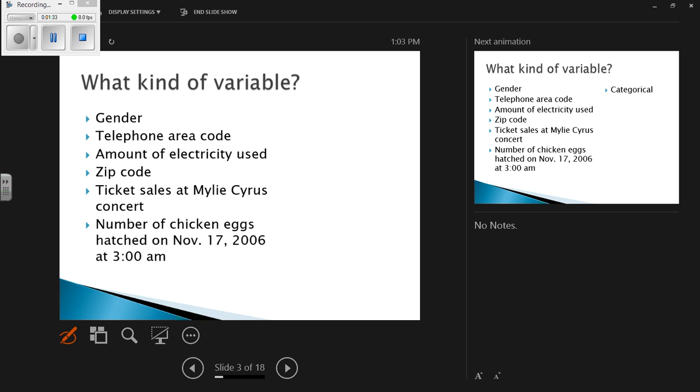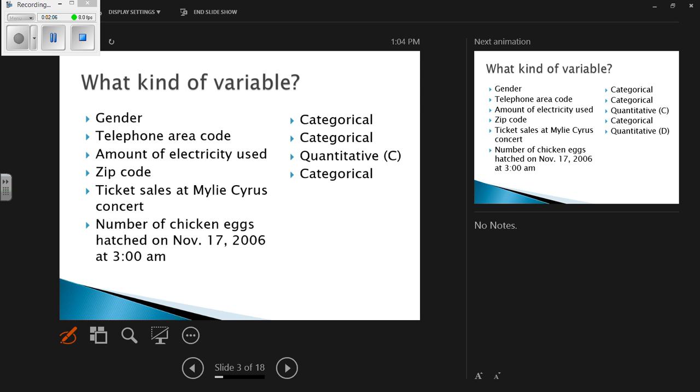A couple of examples. So what kind of variable do you look at with gender? Gender is an example of a category, right? You're into one or two. Telephone area code. Although there are numbers involved, your area code actually places you into a category. Like the 919 area code is the Raleigh, Durham, Chapel Hill area. Amount of electricity used. So this would be quantitative, and if you think about it, you can use 16 kilowatt hours, you can use 16 and a half, you can use 16.4. So not only is it quantitative, it's also a continuous quantitative. Zip code, and again, although there are numbers, it's still categorical because your zip code places you in a certain area, where you live is part of your zip code.